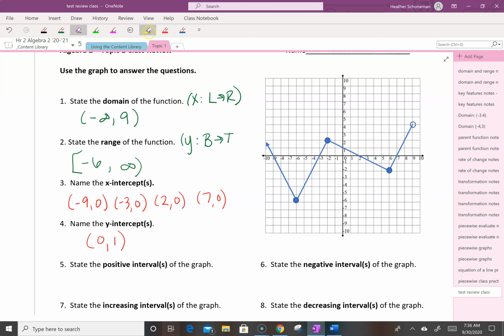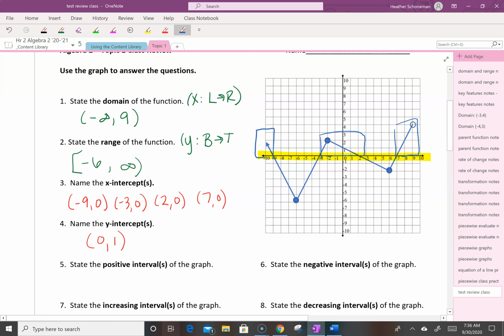All right, positive and negative intervals. Positive and negative intervals is where we cut the graph in half. Positive intervals are anything that is above the x-axis. So we have 1, 2, 3 sections that are above the x-axis, so we're going to have 3 intervals.